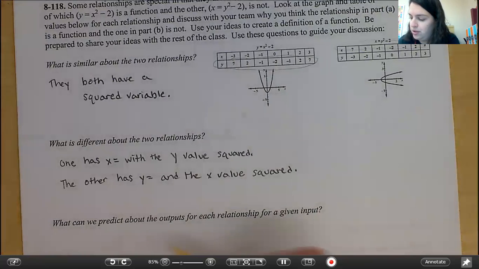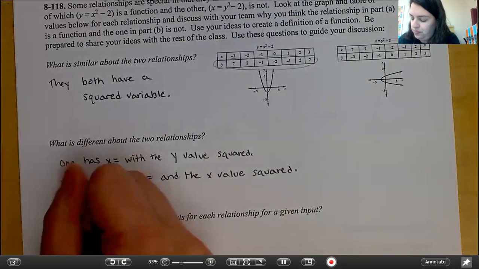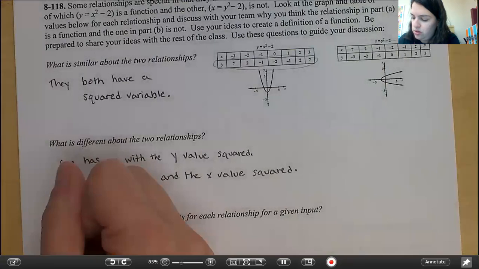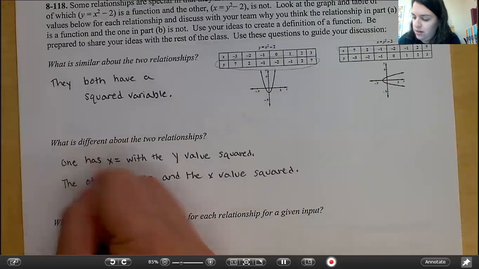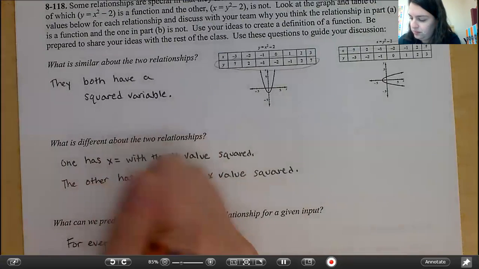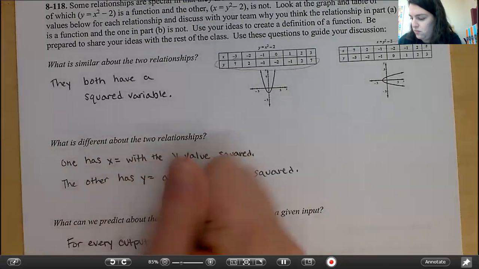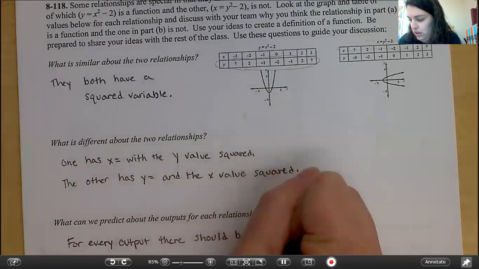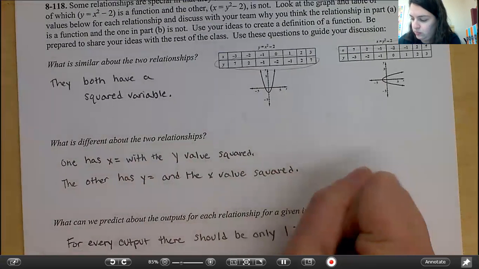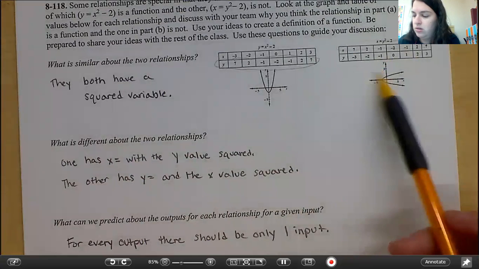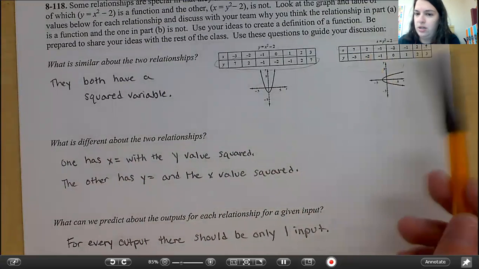So what can we predict about the outputs for each relationship? So here we want to say for every input, there should be only one output. That's important because this is not a function. For every input, which is your x's, there should be one output.